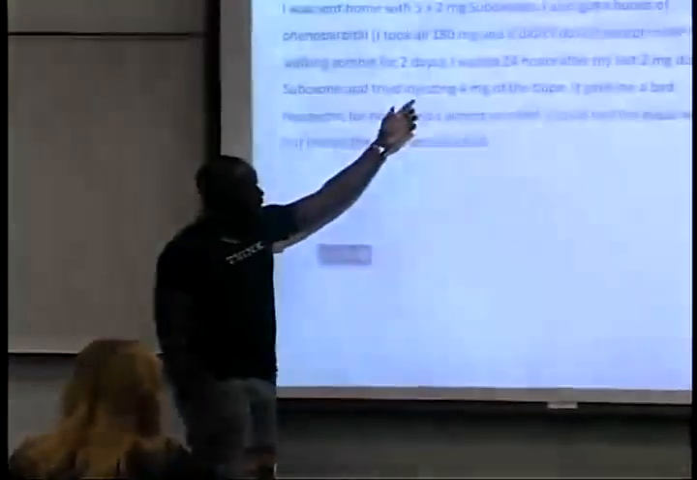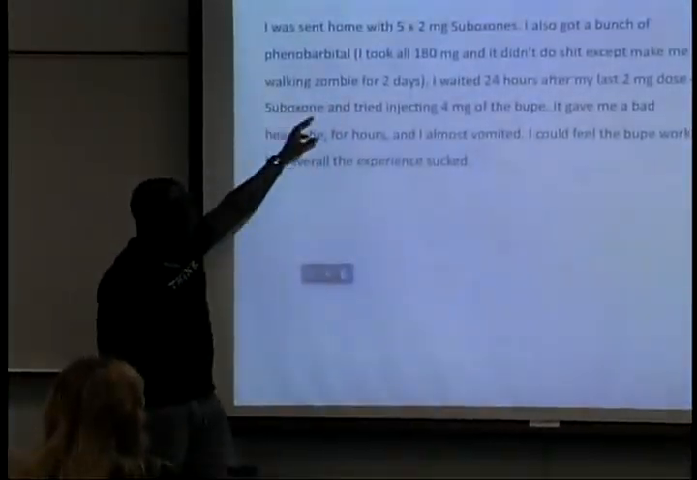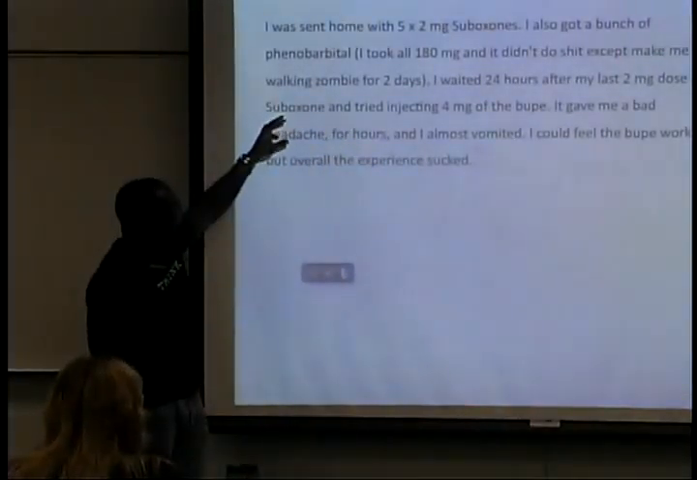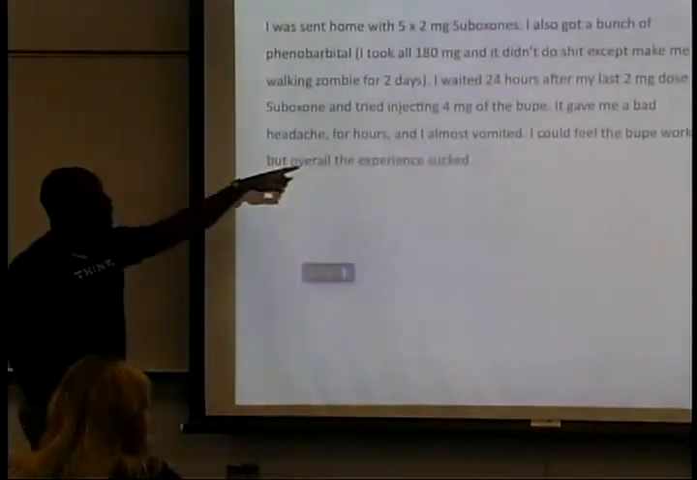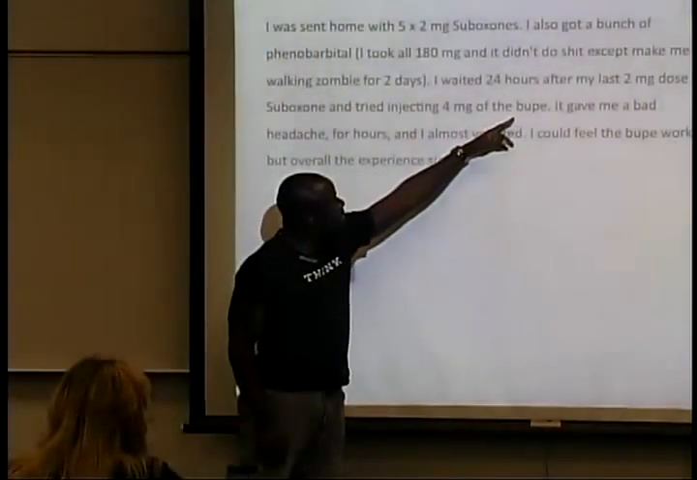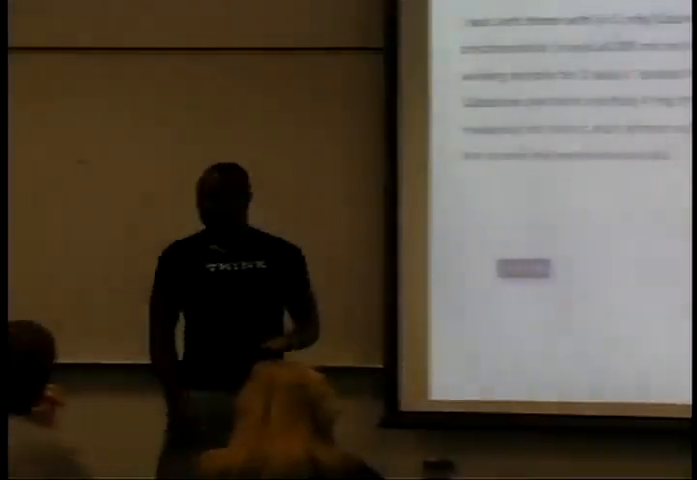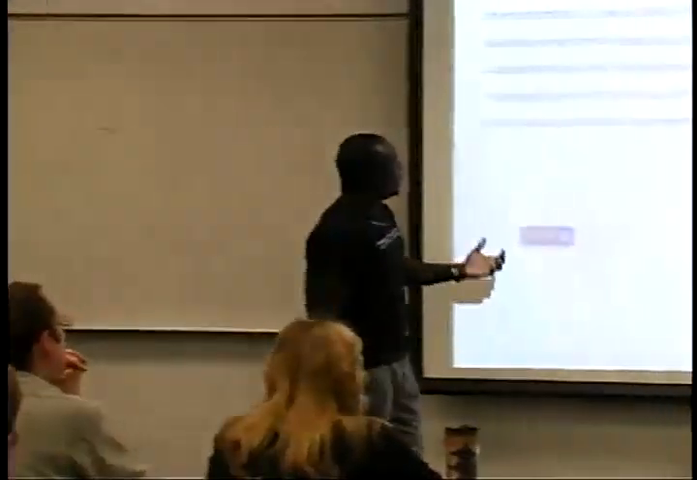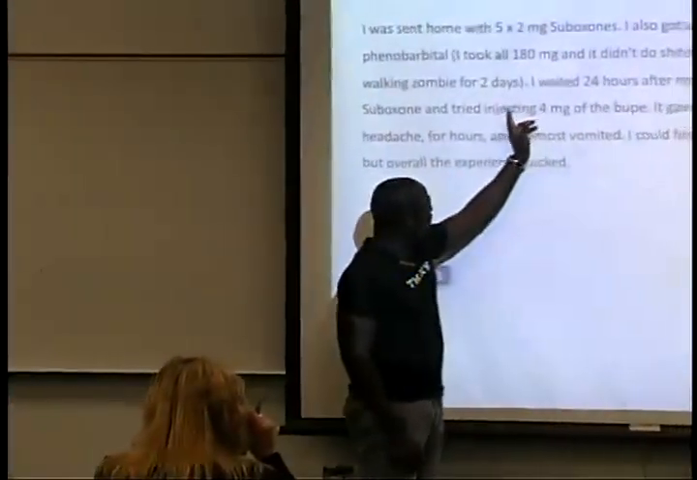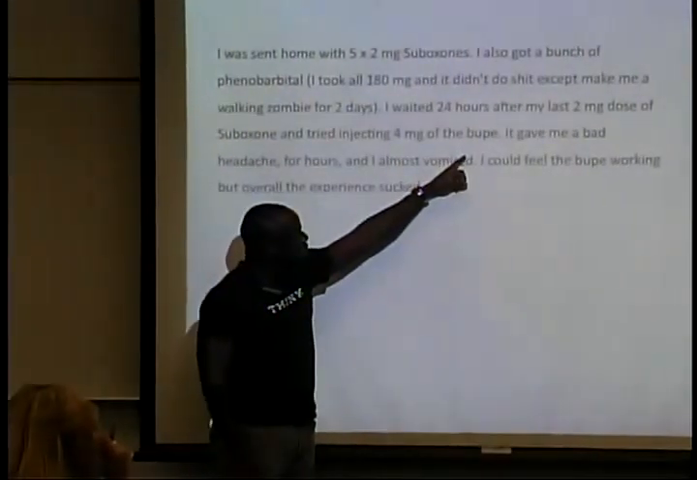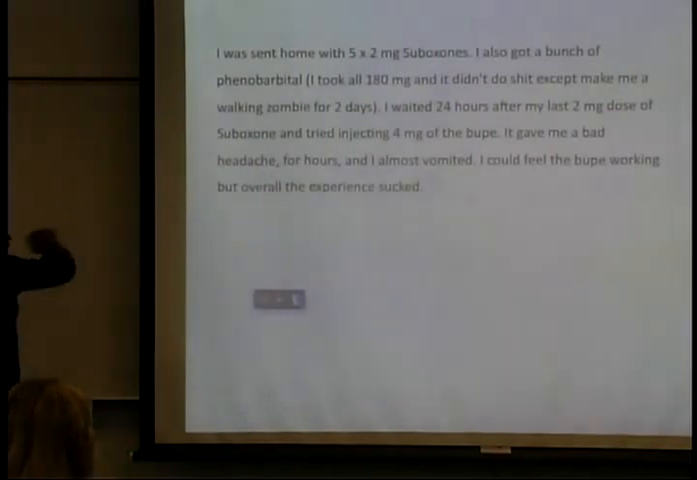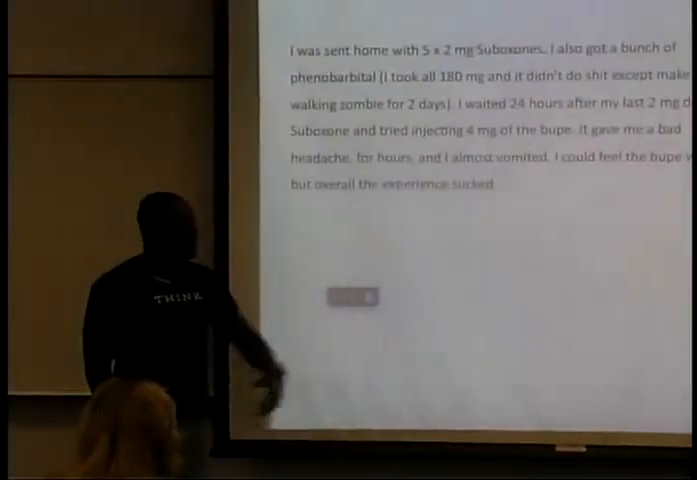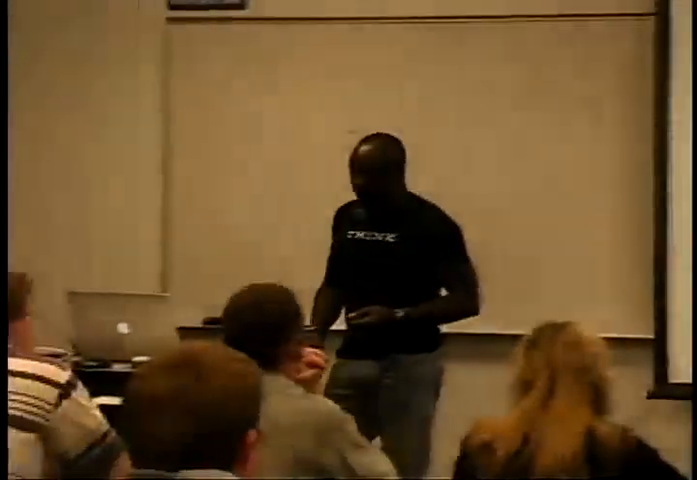And because it didn't do anything, we're assuming that's what that would mean, he decided then that he would inject 4 milligrams of BOOP, another important issue. Buprenorphine is the, in fact, Suboxone is one type of buprenorphine. So we have to know this kind of information if we are performing analytics on the text. So he decided that he was going to inject 4 milligrams of buprenorphine, and he says, well, it gave me a really bad headache for hours, and I almost vomited. He could feel it working overall, but the experience wasn't that good.